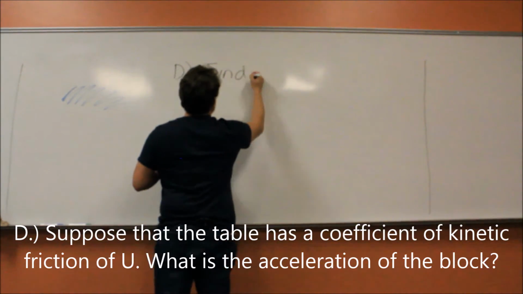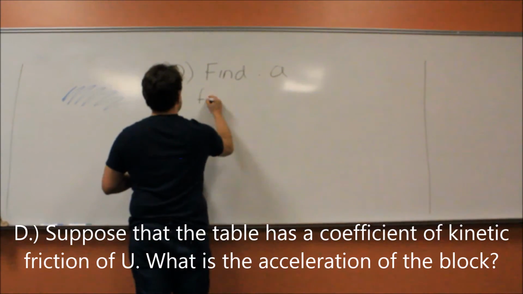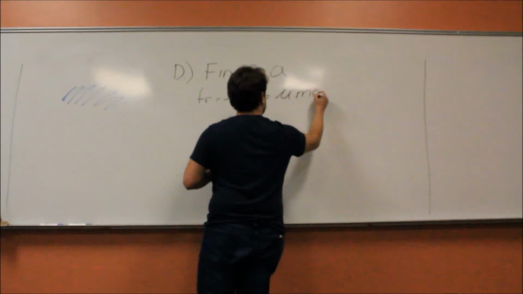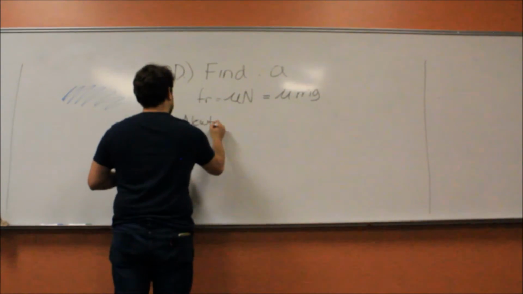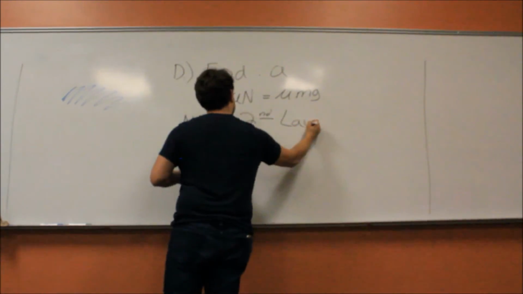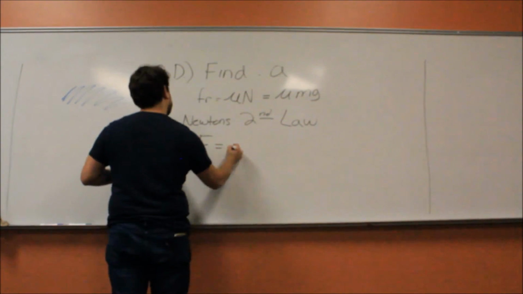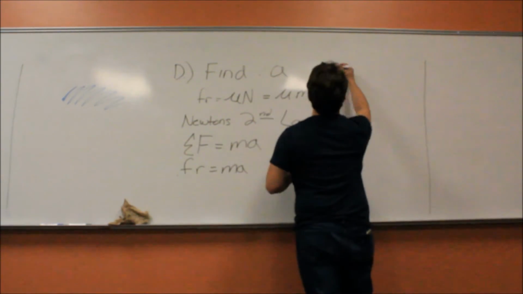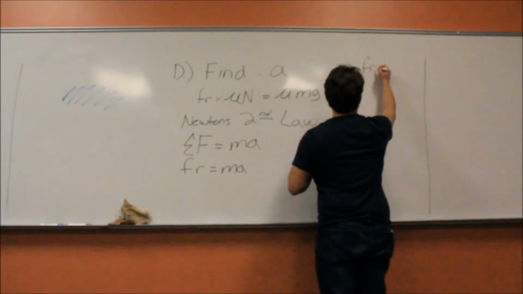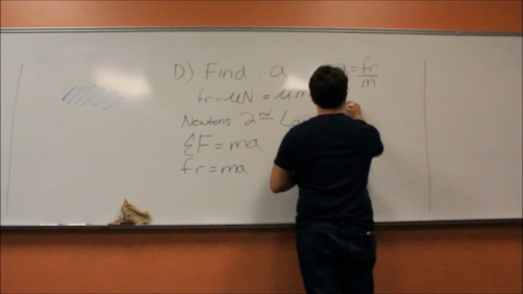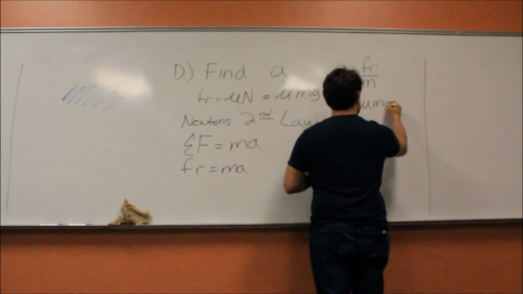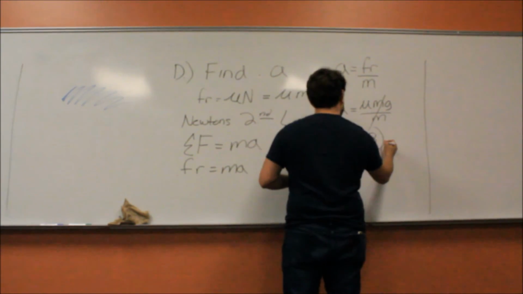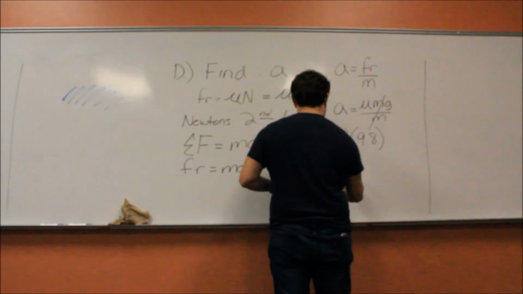Suppose that the table has a coefficient of kinetic friction of mu. What is the acceleration of the block? Our known is mu equals 0.4, our mass is 5 kilograms, and gravity equals 9.8 meters per second squared. And we're finding a. Friction equals mu times normal force, or mu times mass times gravity. Newton's second law states that friction equals mass times acceleration. Therefore, acceleration equals friction over mass. To get that, we have to multiply 0.4 times 9.8, and the masses cancel. That leaves us with an acceleration of 3.92 meters per second squared.